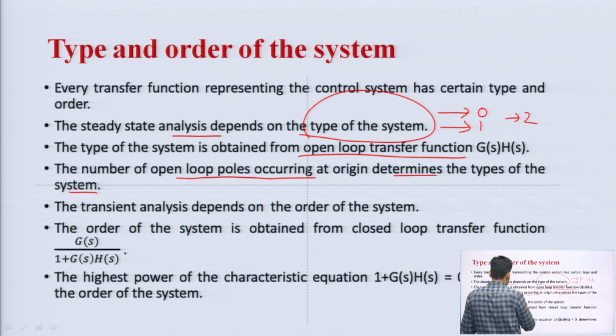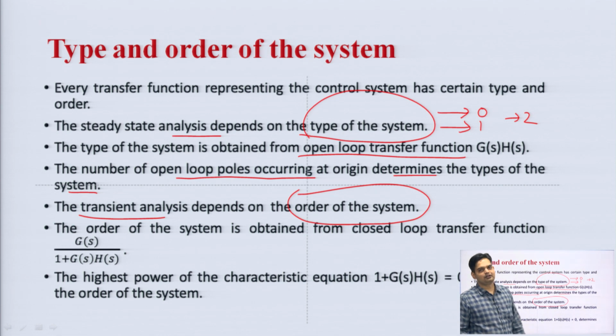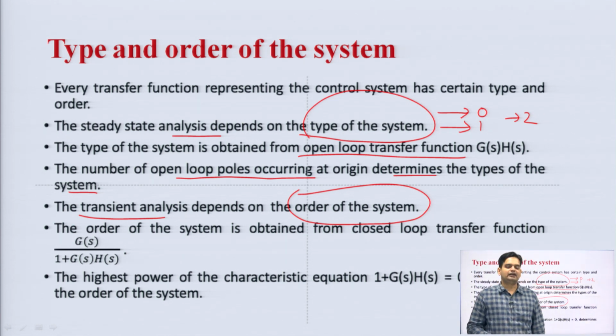Transient analysis depends on the order of the system. How to obtain the order of the system? In that case, you have to go for the quadratic equation, right. In the last lecture we discussed how to obtain the quadratic equation from the transfer function, from the differential equation, and from state space variable analysis. Once we obtain the quadratic equation, then we can calculate the order of the system.